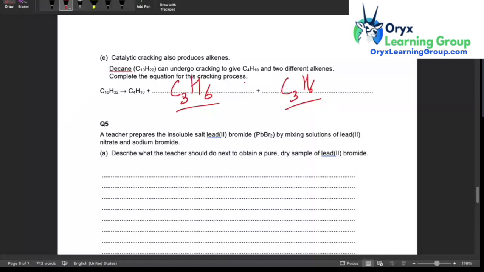The hint you can get is, in total, you have 10 carbons and 22 hydrogens. Here you have 4 carbons and 10 hydrogens. So you're left with 6 carbons and 12 hydrogens, right? So the total should be 6 carbons. 6 can be got how? 2 plus 4 or 3 plus 3, right? So you can have one hydrocarbon with 2 carbons and the other with 4 carbons, or 3 carbons and 3 carbons. But you can't put 3 and 3 because it says 2 different alkenes. So you take C2H4 and C4H8. Clear with this?